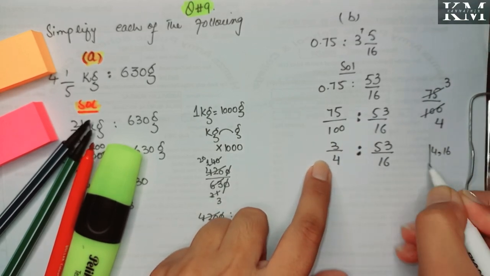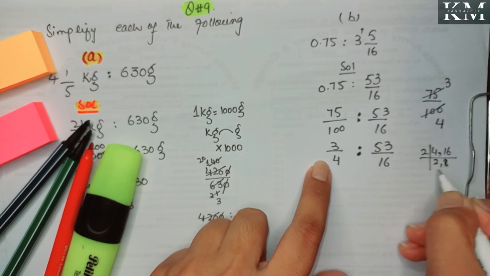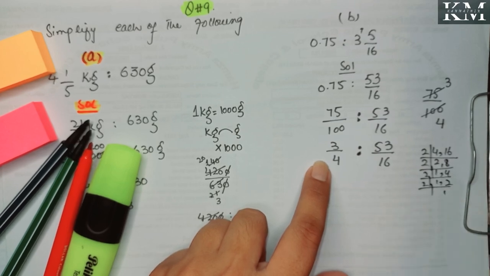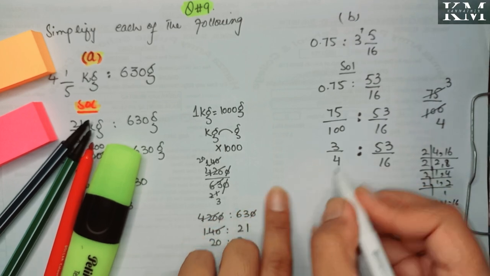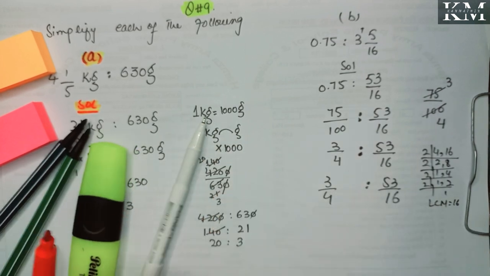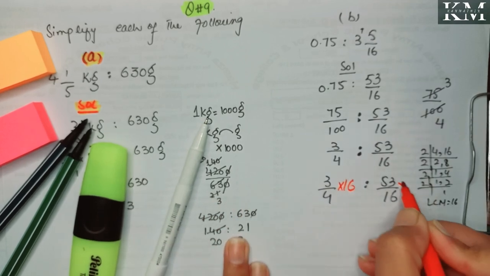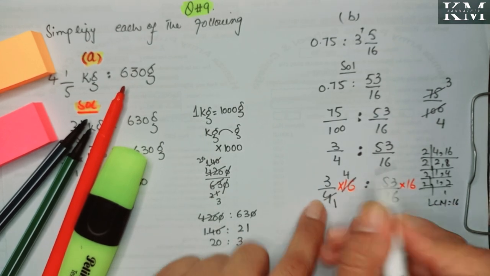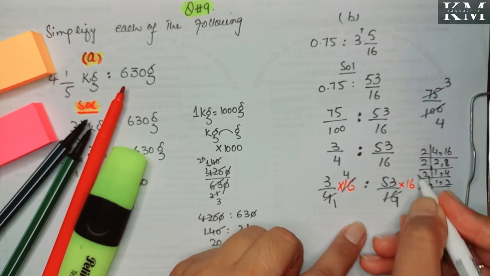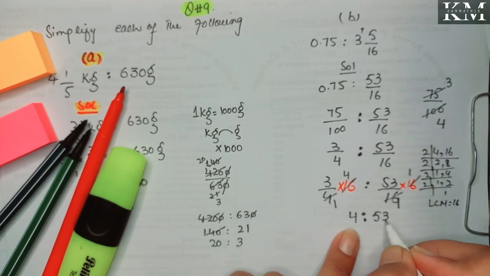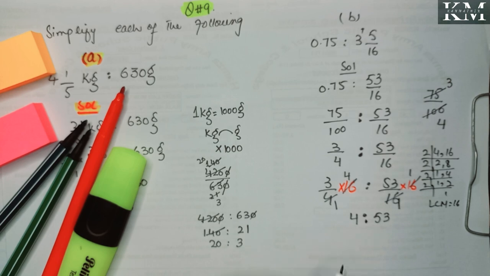LCM of 4 and 16: 2 2 times and 2 8 times, then 2 1 times, 2 4 times. So we will have the LCM 2 times 4 for 2 times 8, 8 2 times 16. We will multiply both fractions by the LCM. We are having LCM 16, so we will multiply both by it. For 4, 4 times 4 is 16, and here 16 1 times 16. We are having 4:53. We cannot simplify it further, so it's our simplest form.